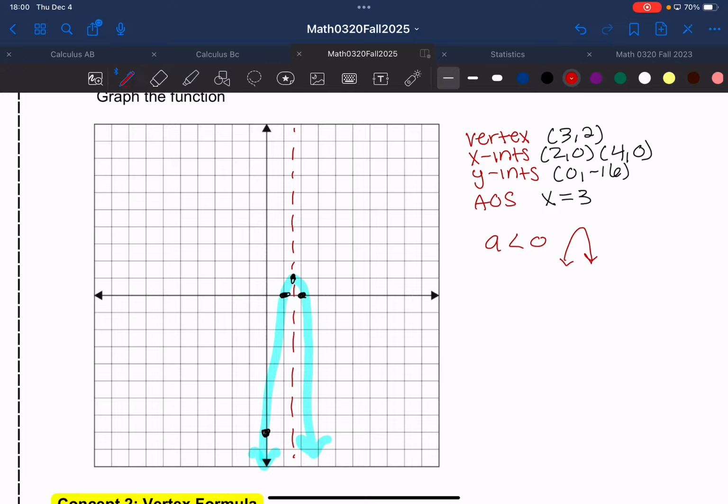Okay. There will be 2 problems like this on the test, where you're going to have to convert to vertex form, find all the key features, and then graph it.